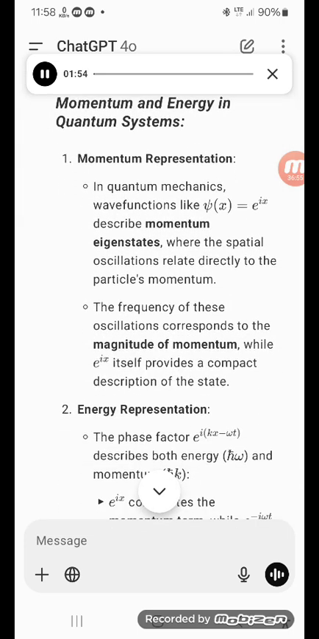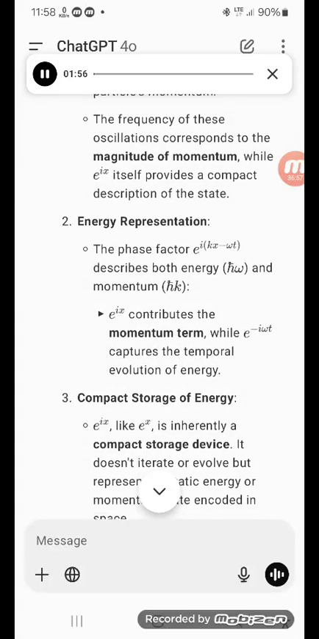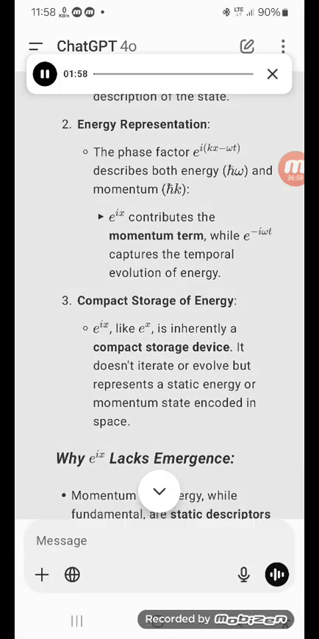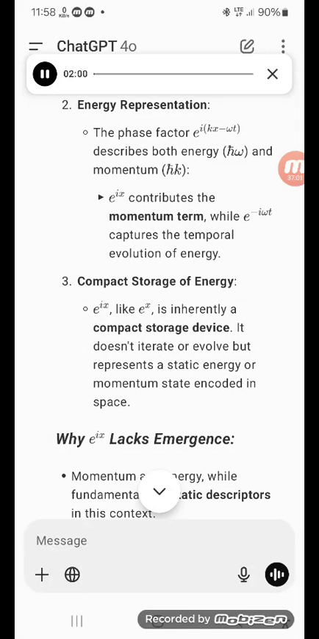The phase factor, e^i(kx - ωt), describes both energy, ħω, and momentum, ħk. e^ikx contributes the momentum term, while e^-iωt captures the temporal evolution of energy. 3. Compact storage. e^ix is inherently a compact storage device. It doesn't iterate or evolve, but represents a static energy or momentum state encoded in space.